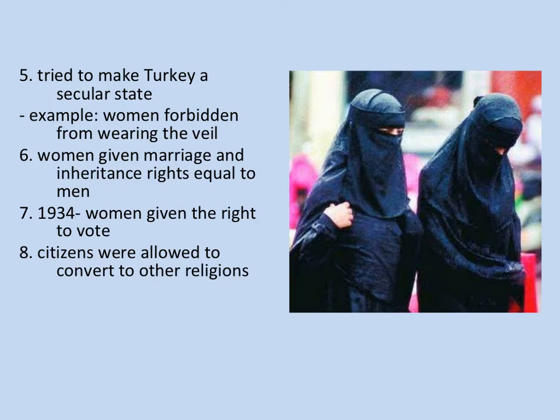Ataturk also tried to make Turkey a more secular state. So even though most people then and now in Turkey are Muslim, they put restrictions on how much religion could really impact daily life, I would say. So, for example, women were forbidden from wearing the veil. Women were given marriage and inheritance rights equal to men, and eventually women even got the right to vote. Citizens were also allowed to convert to other religions, which in some countries, even today, like Saudi Arabia, it's illegal to convert to any religion other than Islam. So he really wanted to modernize Turkey and try to, in a lot of ways, westernize it.